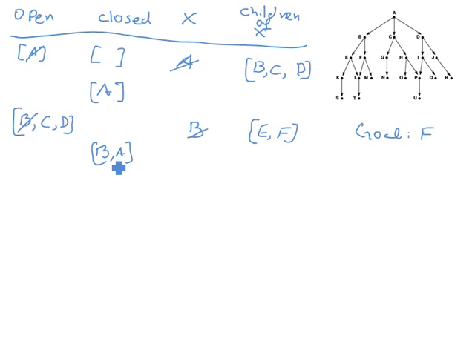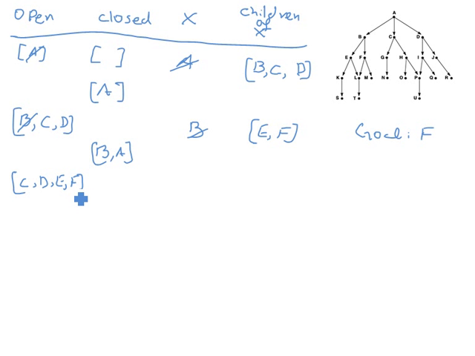After that, we need to look at any children of X, if they're already on open or closed list. E and F are not on open or closed. So what we need to do is put these children on the right end of the open. So this is going to be C, D, E, and F. Okay, and this is where our loop will end.